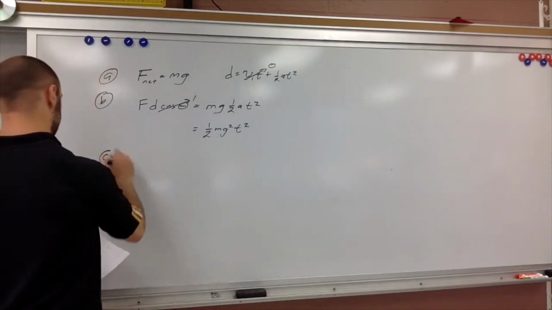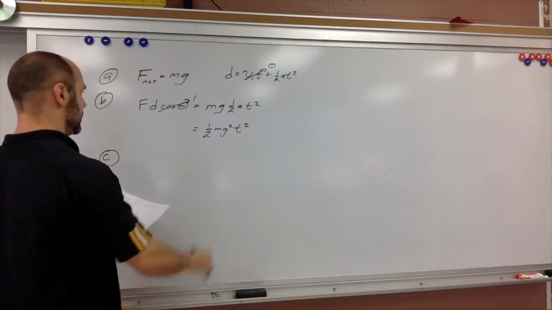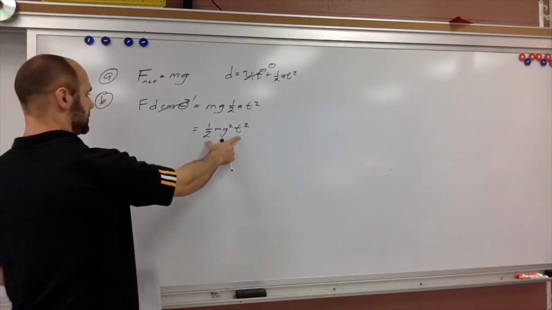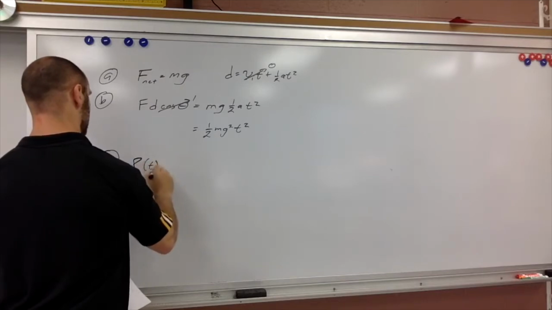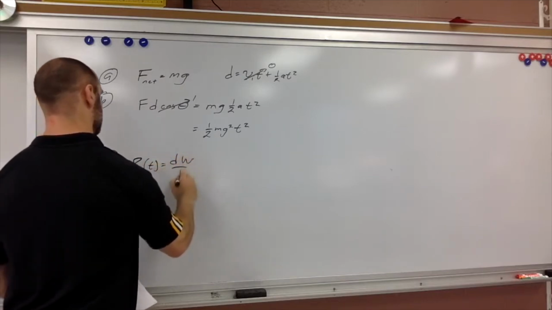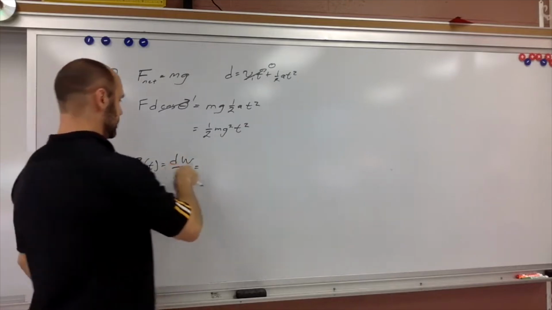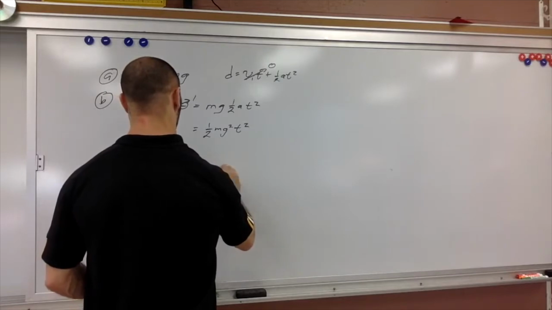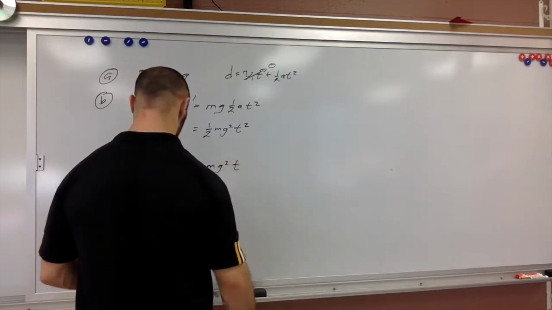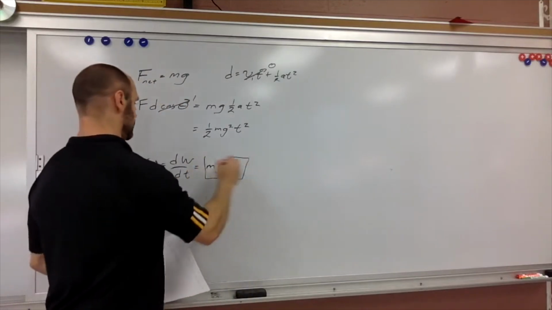So now part C, I want to know the instantaneous power. Realize this is an expression for the work. If this is the expression for the work, then the power as a function of time, I can just take dW/dt. And so I take the time derivative of this, and I end up with mg squared t. That's it. So that's the answer to part C.